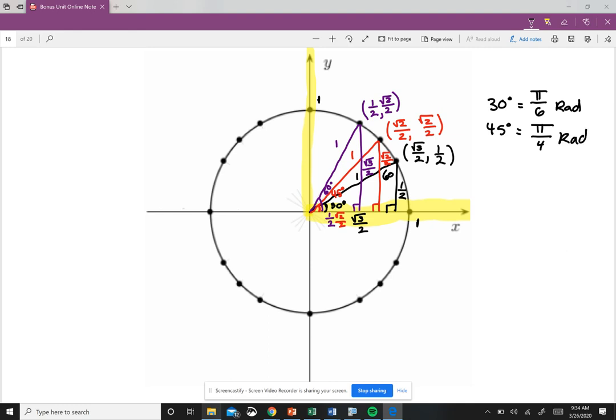So 45 degrees is the same as pi over 4 radians. We're going to do a lot of this tomorrow. Okay, and then 60 degrees is the same as pi over 3. Oh, that's not 3. Thirds radians.